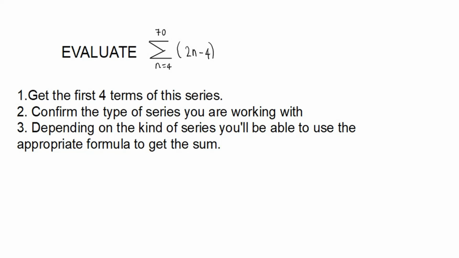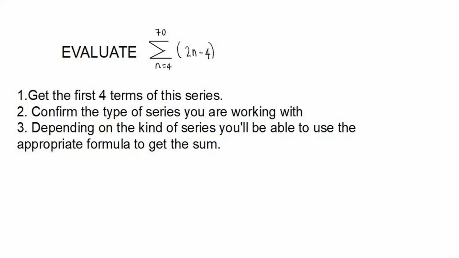So these are the important steps that you need to remember when you're working with sigma notation. Get the first 4 terms of the series. Confirm the type of series you are working with. And depending on the kind of series, you'll be able to use the appropriate formula to get the sum. Okay, so now let us deal with this particular example. We are asked to evaluate the sum of this series from n equal to 4 to n equal to 70. So let's follow these steps and solve this.